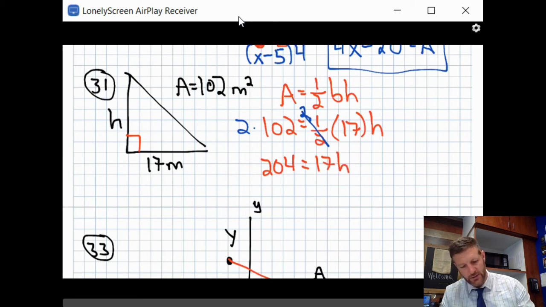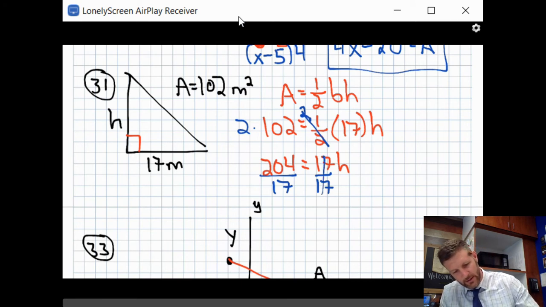And so now how do I solve for h? I simply divide by 17. And this, I have no problem with you pulling out a calculator. Again, I could do the long division, but that's not what I really want you worrying about using your brain power on. You're welcome to if you want to. 204 divided by 17, that is 12. So that cancels out, and we are left with h is equal to 12.